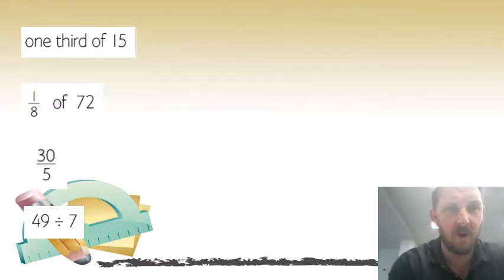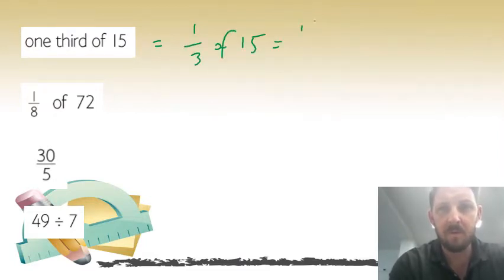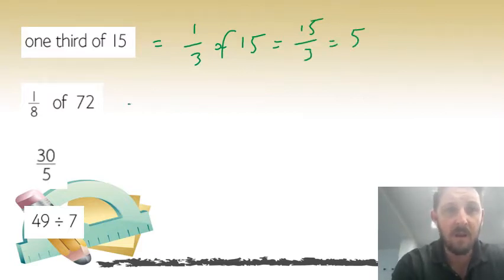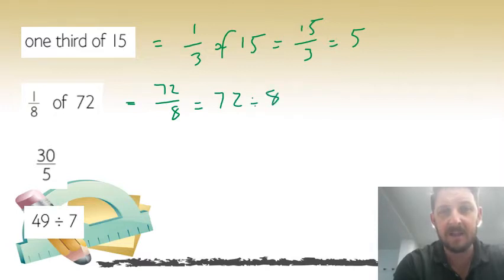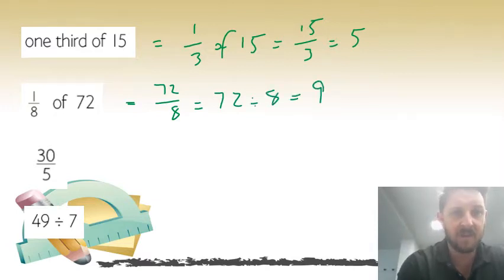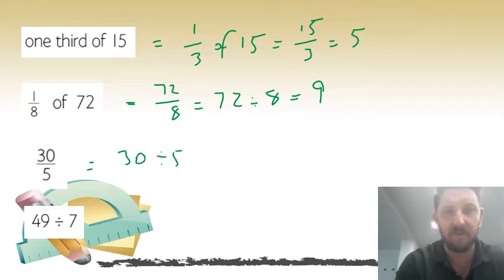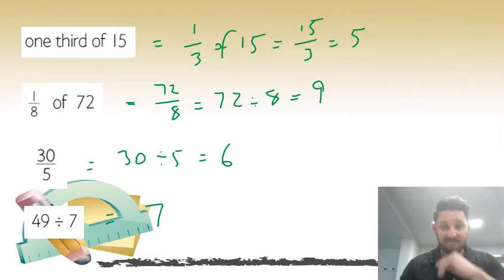So 1/3 of 15, 1 over 3 of 15, which would be 15 over 3, which equals 5. The next one already has 1/8 of 72, so I'm going to put 72 over 8, which is the same as 72 divided by 8, which is 9. And the second last one, 30 divided by 5, because we know that vinculum means divided by, which is 6. And the last one already has a divided by, and I know the answer is 7.